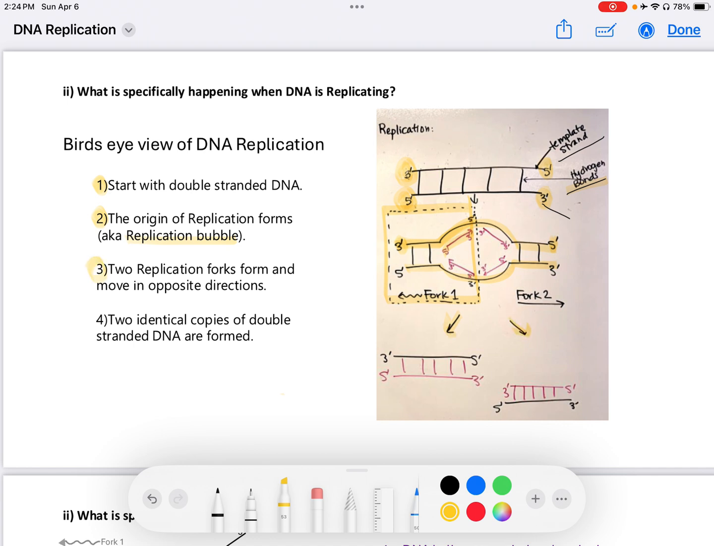So again, let's go back to part 3. It says 2 replication forks form and move in opposite directions. So it's fork 1, fork 2. And then it says at the end, 2 identical copies of double-stranded DNA are formed. So here we have our 1 strand of DNA that came from a template there, and then we have our other one here. So here are 2 identical copies of double-stranded DNA.